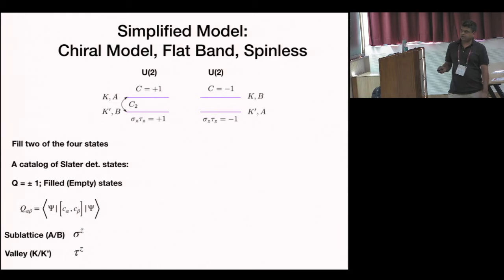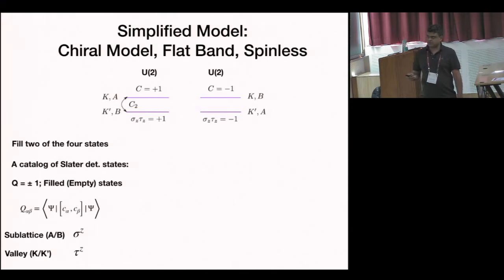Another simple state you can write down, put all the electrons into a single valley, regardless of which sublattice you're on. Put them all, let's say, in the K valley, both the A and B sublattices. That's another state that you can easily write down in terms of this Q, and that's just the valley Pauli matrix tau Z, which labels the plus and minus valleys.